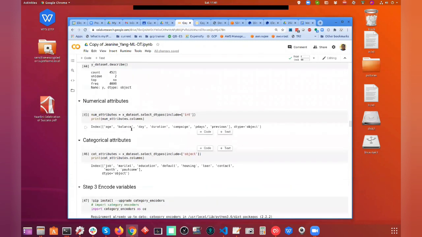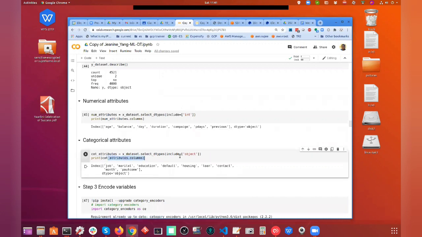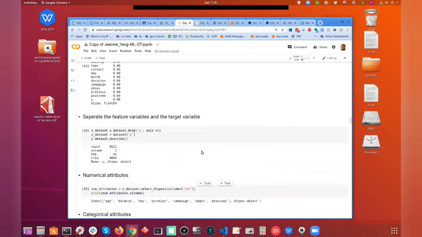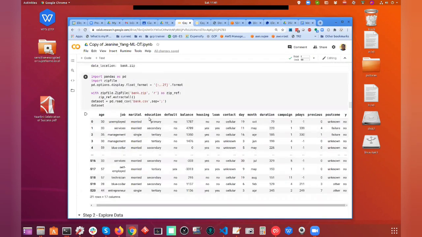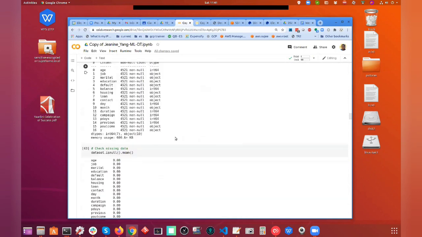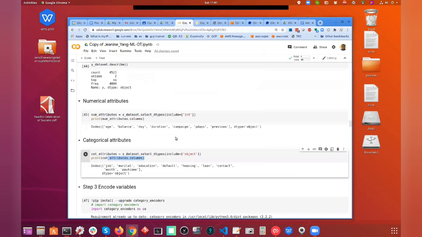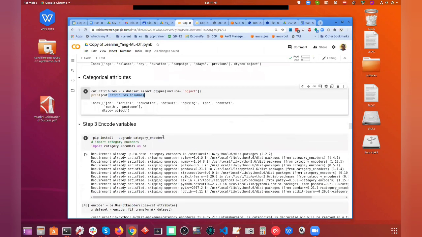Okay, so basically you can see here we are encoding categorical columns. If you look at the top, for example, housing is yes or no, education is primary, secondary, all this stuff. We need to encode all of this. What you can do is use pandas get_dummies.